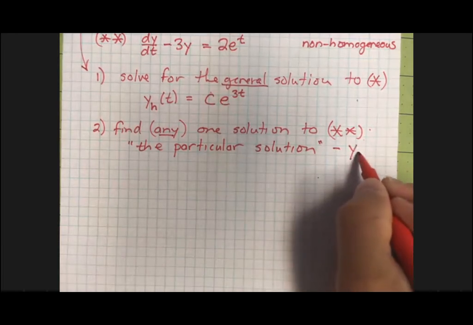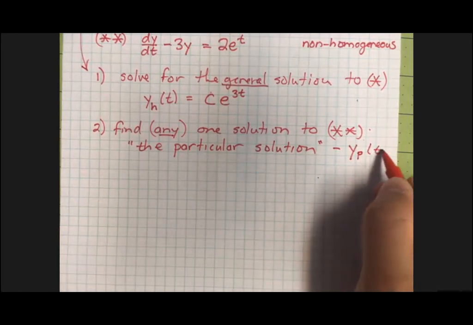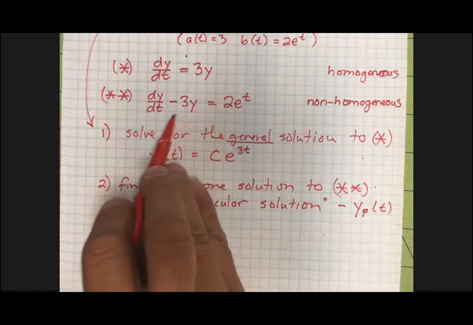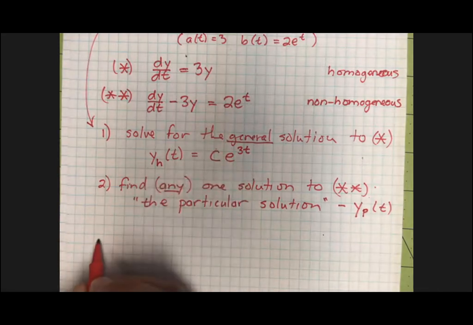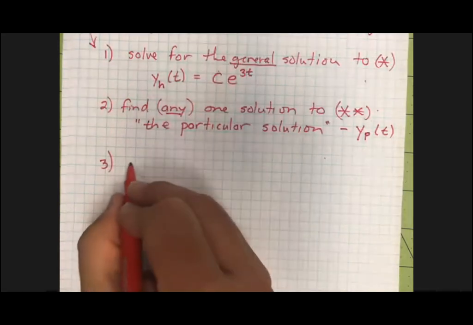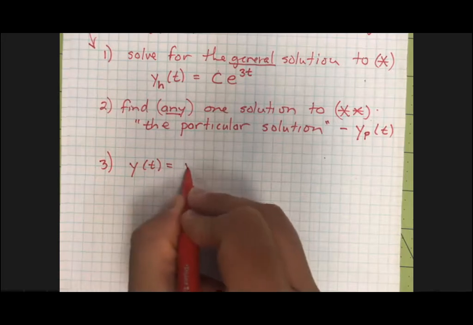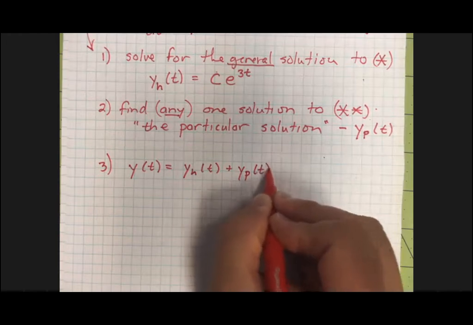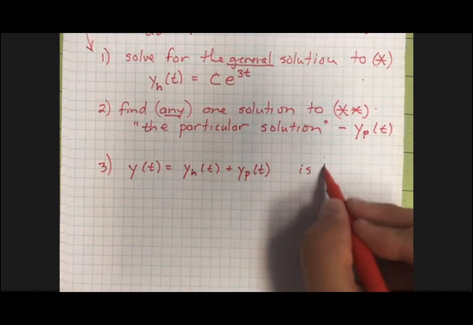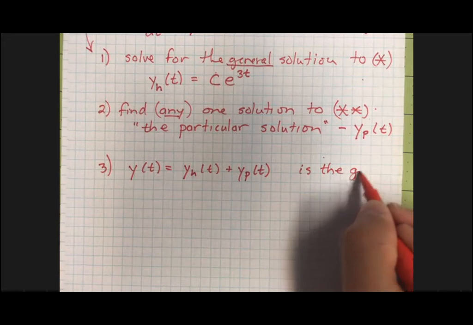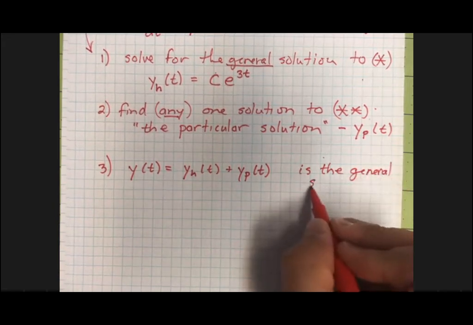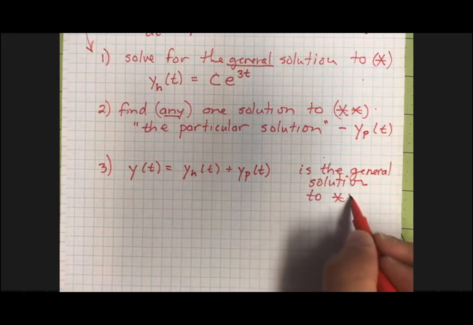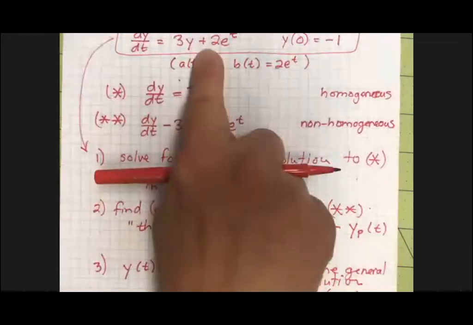It's denoted by YP, P for particular. What do I mean by any one particular solution? I'd like to find one sample solution to double star. And then together, the combination of YH of T plus YP of T, the linearity of the problem, guarantees that this is the general solution to double star, the general solution to our problem.